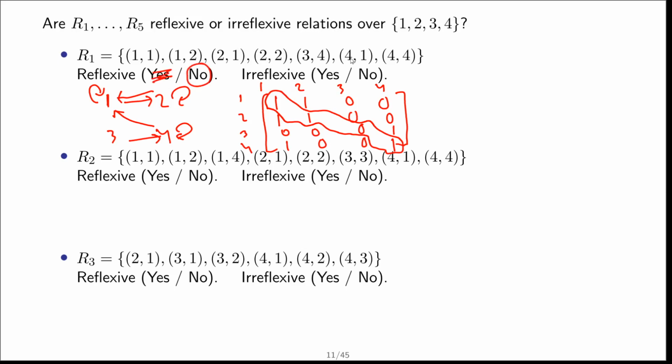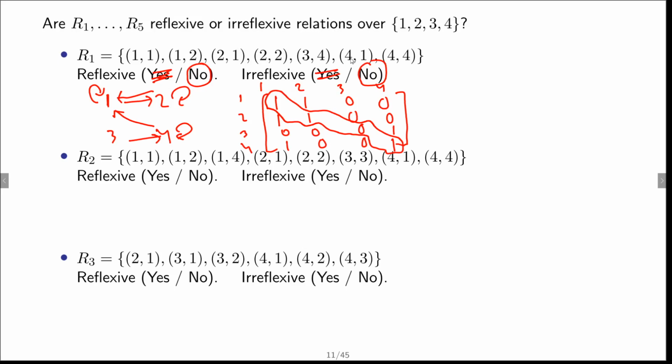Is it irreflexive? Well, obviously this is also not irreflexive. Why? Because there is some element of the set that is related to itself. So to be irreflexive, no element can be related to itself. So in the matrix, you could also see that it is not reflexive and also not irreflexive.